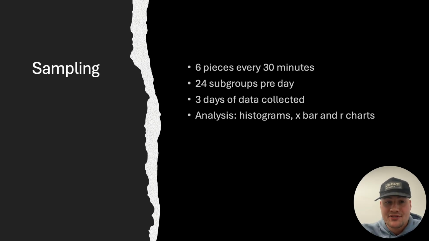For the sampling sizes and information, the operator measures 6 parts every 30 minutes, which gives us a total of 24 subgroups a day. We're looking at day 1, day 2, and day 3. Each day has exactly 144 measurements, and I use those numbers to make histograms, X-bar charts, and R charts, and then take that information to explain what they mean and how they correlate with each other.